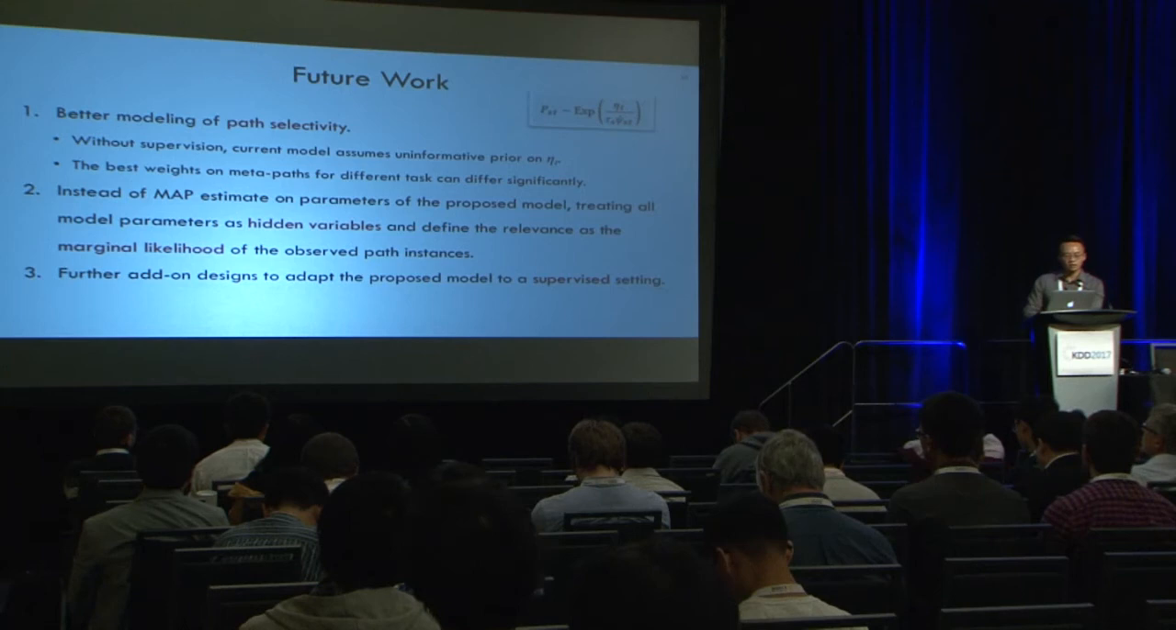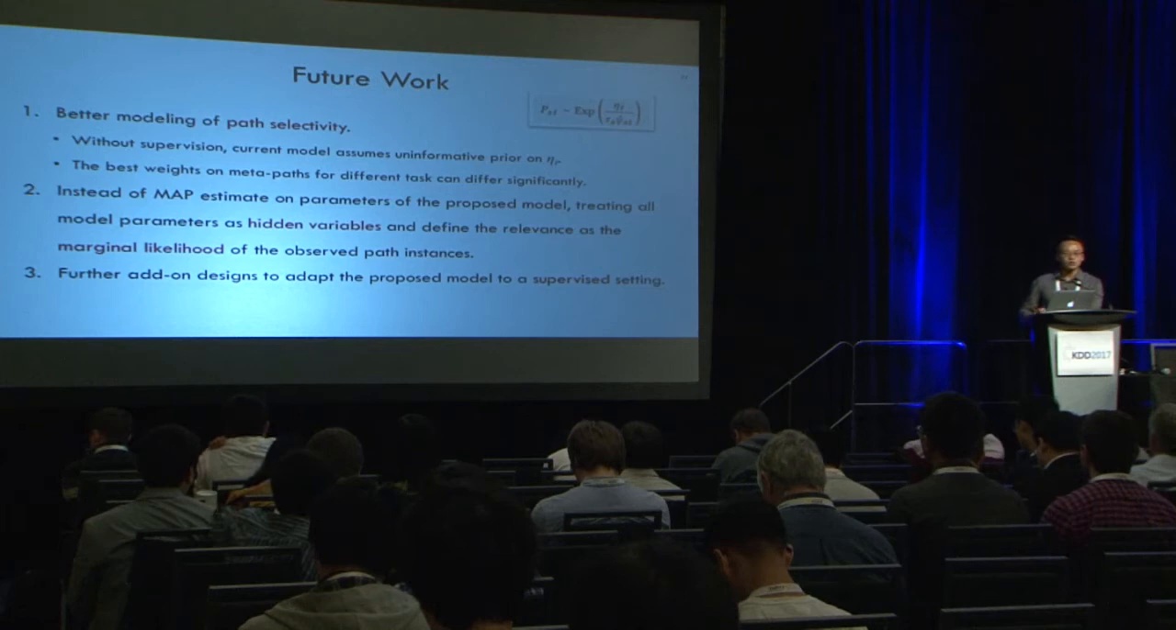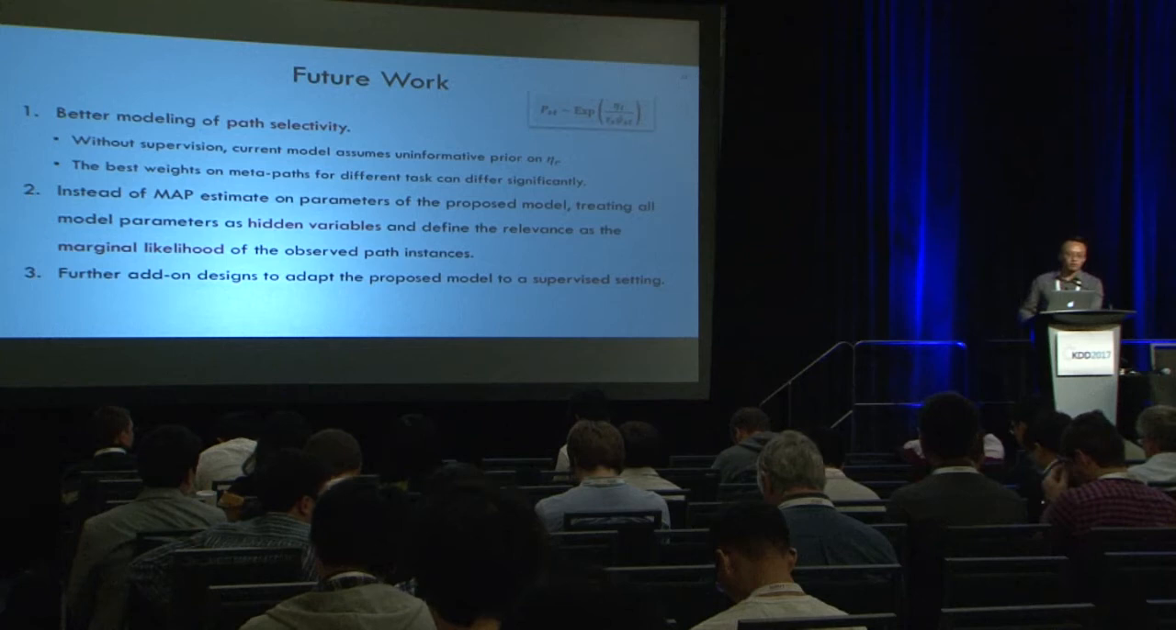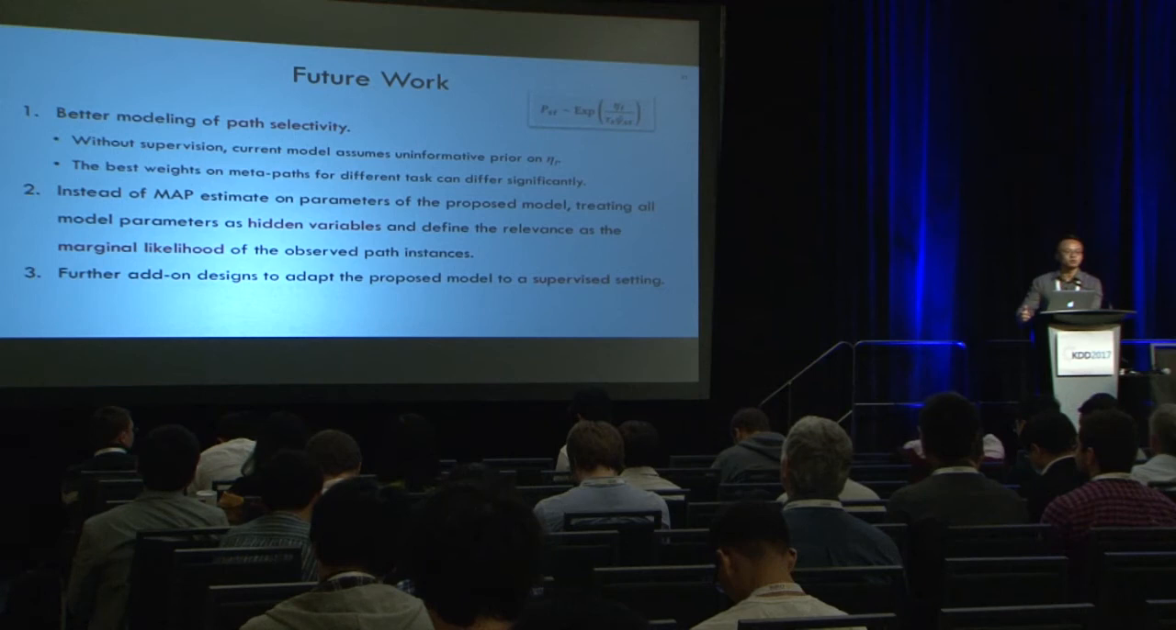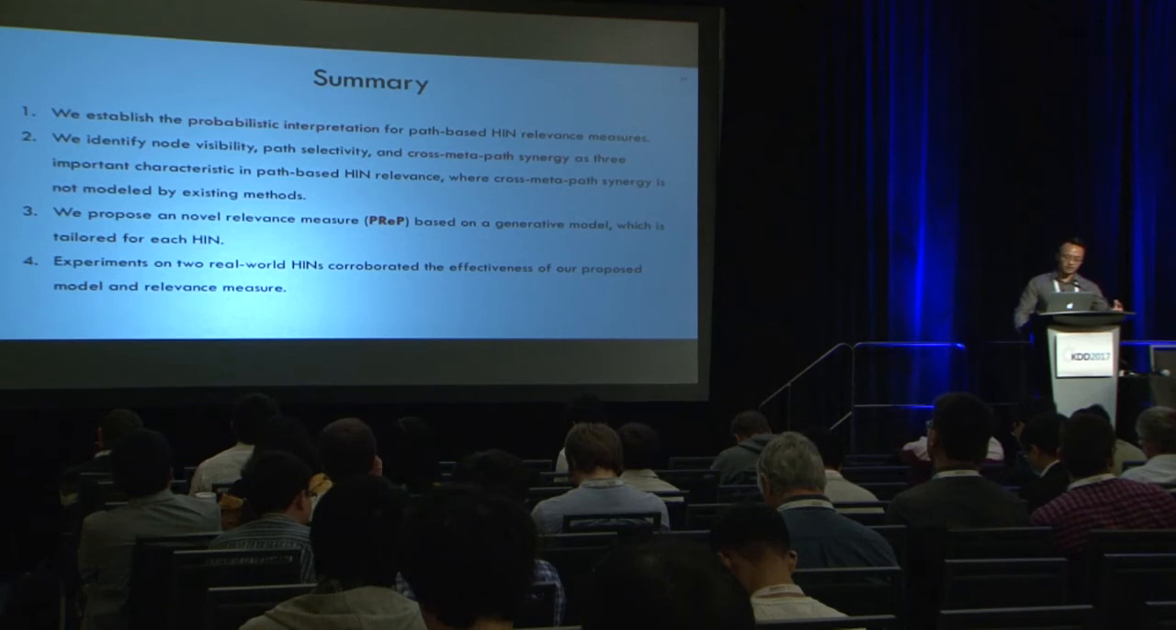And the second thing is, instead of MAP estimates on the model parameters as we are doing now, we can actually treat all the model parameters as hidden variables and define the relevance measure by marginal likelihood of the observed path instances in the data set. And the third thing is people may want to put in some design to adapt the proposed model to a supervised setting. So to sum up, what we did is first we established the probabilistic interpretation of path-based HIN relevance measures.